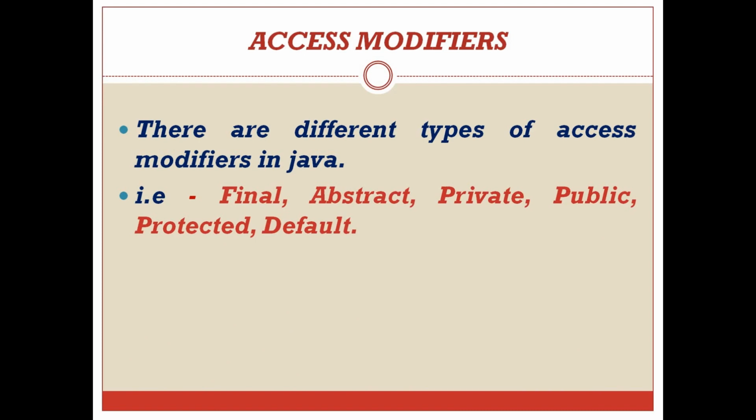default. Okay, so final and abstract also go under the modifiers, but mainly we can say the access modifiers are private, public, protected and default. Okay, so we'll see one by one what the private, public, protected and default access modifiers are.